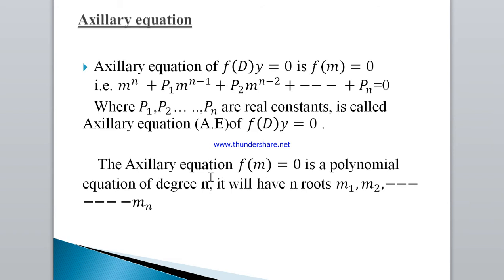That is, the auxiliary equation f of m is equal to 0 is a polynomial equation of degree n, because it starts with m^n, so that's why it is of degree n. It will have n roots, m1, m2, and so on mn. If you take any quadratic equation, you get 2 roots. If it is a cubic equation, you get 3 roots.